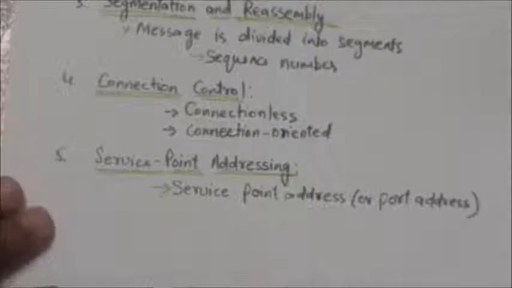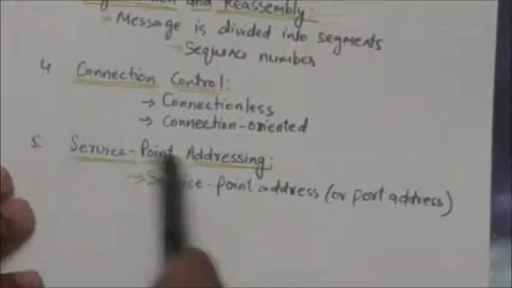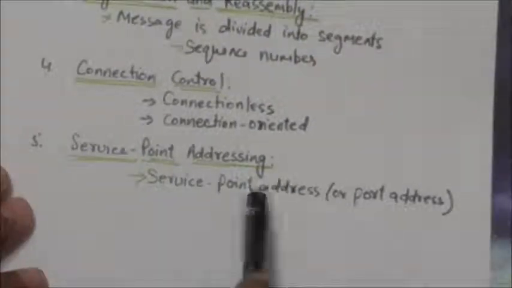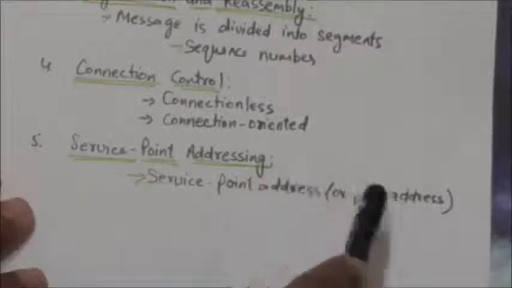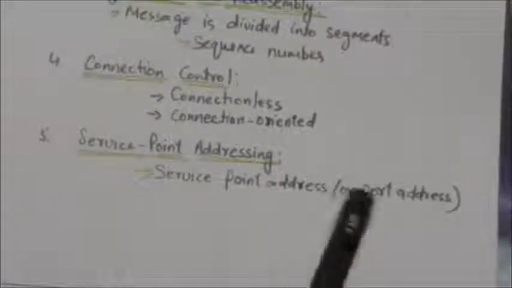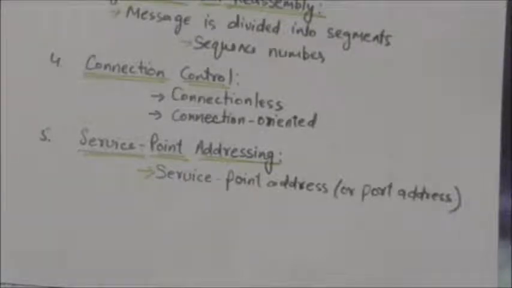Now another responsibility of the transport layer is service point addressing, right? This is the service point address, it is also called the port address. As I told you earlier, the transport layer ensures process to process delivery of the entire message. Several programs may be running on the computer at the same time, so the transport layer ensures delivery of the entire message from a specific process on one computer to a specific process on another computer, right?